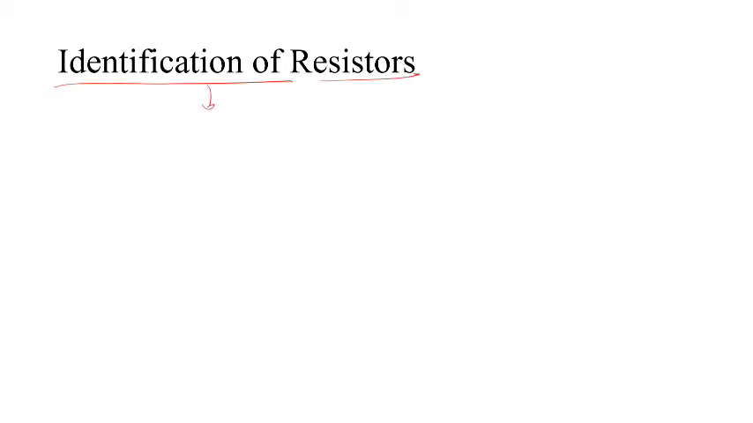Now the question arises as to why the identification of a carbon resistor, or you can say knowing its value, is of so much importance. Let us suppose that you want to practically verify a law. Let us assume it to be KVL. You want to practically verify Kirchhoff's voltage law.